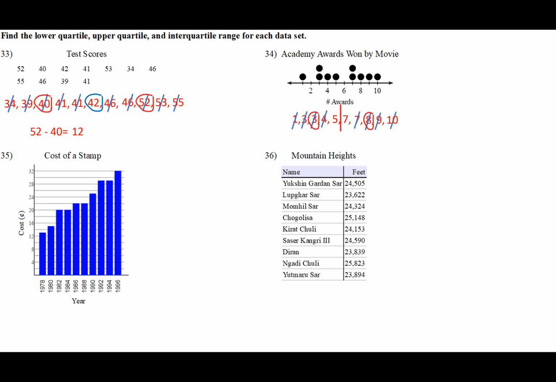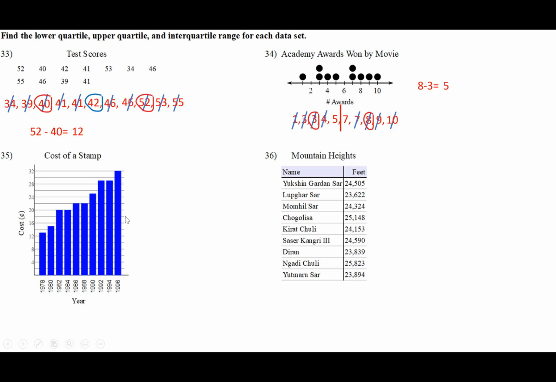For the interquartile range, I'm gonna go 8 minus 3. I'm gonna subtract the upper quartile minus lower quartile. 8 minus 3 is 5. So my interquartile range is 5. Let's take a look at number 35.